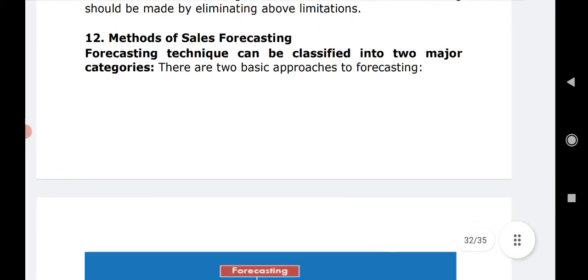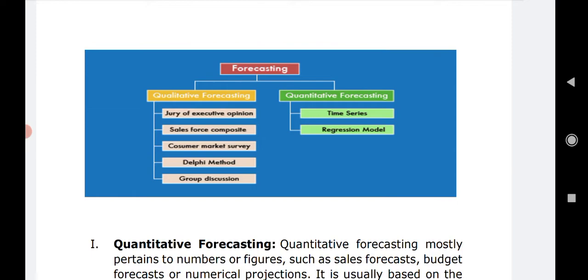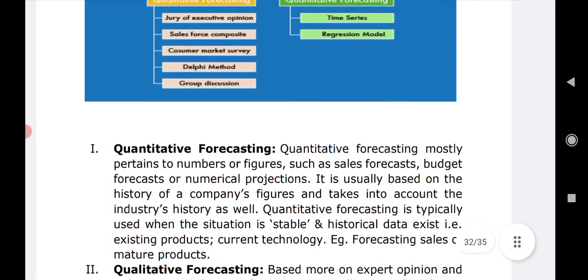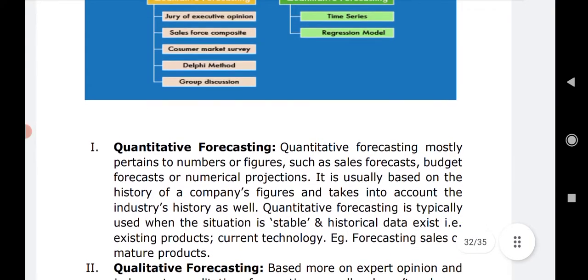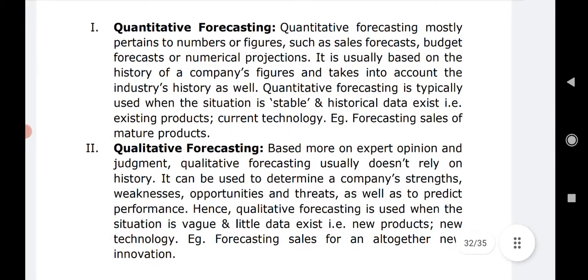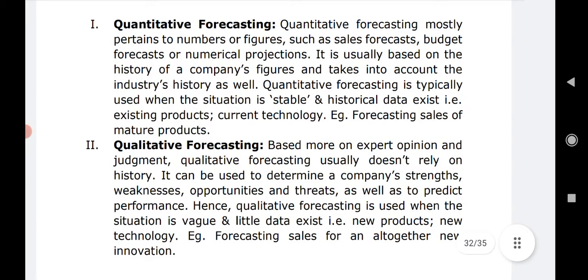We are going to see a few of the methods of sales forecasting which are commonly used, and they can be classified, as you can see in the chart here, into qualitative forecasting and quantitative forecasting, right? Qualitative naturally means that the figures are not quantifiable, they cannot be counted, and that is why a few methods are said to be qualitative in nature, right? Quantitative, on the other hand, mostly pertains to numbers and figures, and that is why sales forecasts, budgets, numerical projections, all these things are possible with the help of quantitative forecasting.